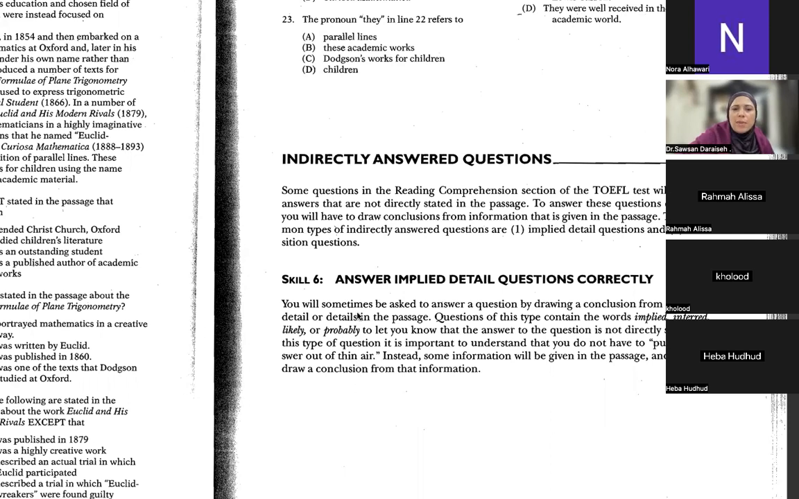Right. So what does that mean? Let's focus on this now. Skill 6. Answer implied detail questions. Questions about specific details, but implied means it is not stated explicitly; it is stated implicitly. For example, take a look.